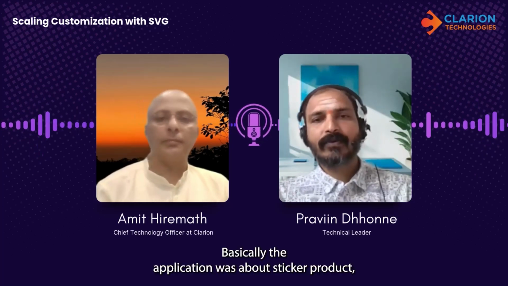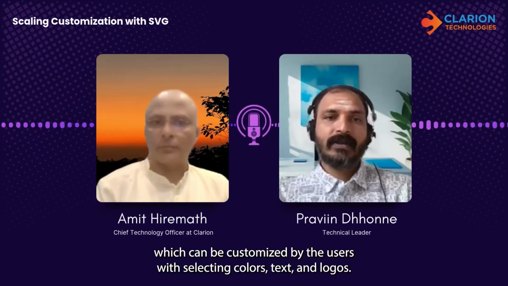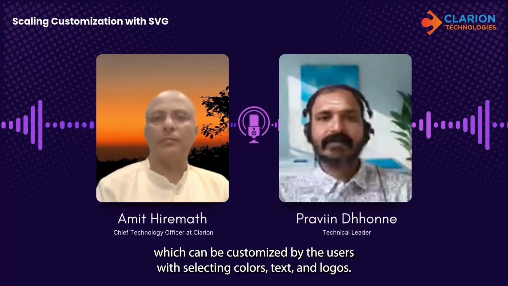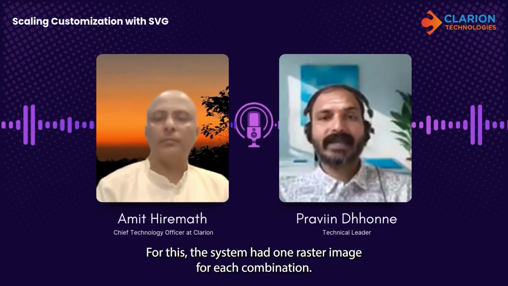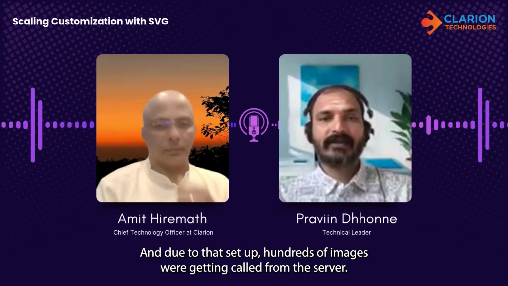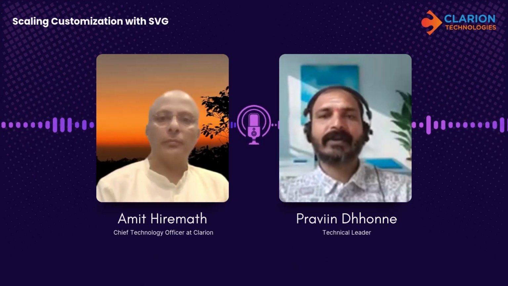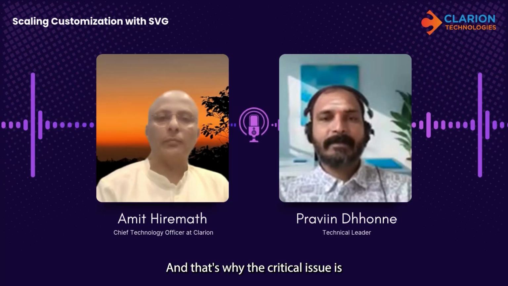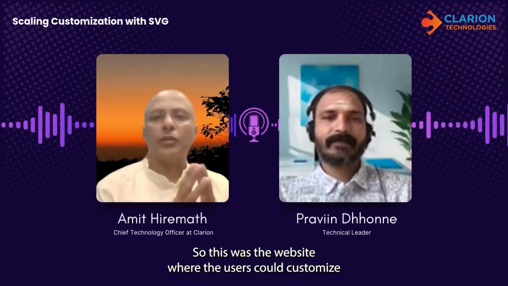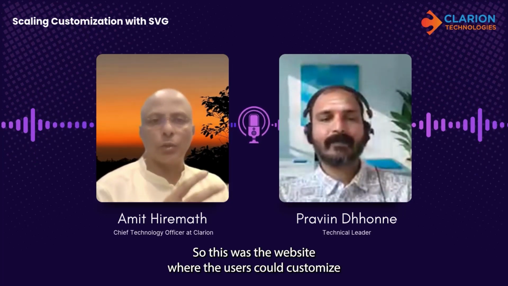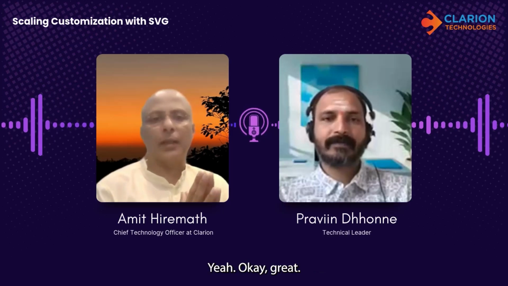Basically the application was about sticker products which can be customized by the users with selecting colors, text and logos. For this, the system had one raster image for each combination. And due to that setup, hundreds of images were getting called from the server. So performance was the critical issue. So, this was the website where the users could customize the stickers or logos and colors and text, right? Yes.